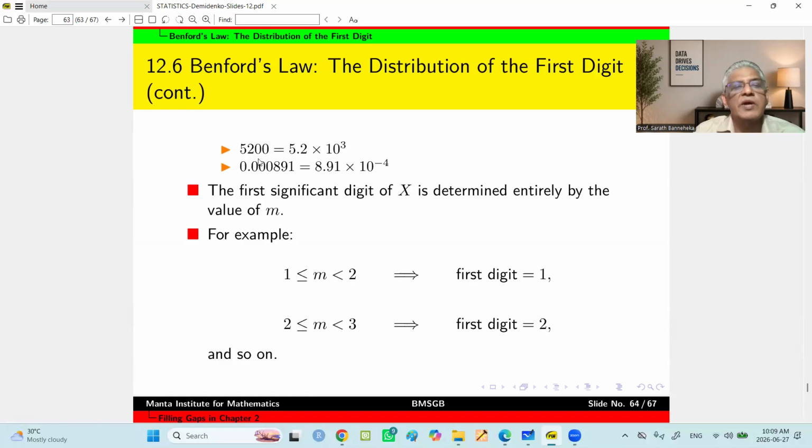Similarly, this number can be written as 5.2 times 10 to the power 3. Again, 5.2 is between 1 and 10. This number can be written as 8.91 times 10 to the power minus 4. This number is between 1 and 10. So you can see that the first significant digit of x is determined entirely by this value m here. What is the value m? That's right. The first digit here is 8. The first digit here is 5. So that is included in m here.